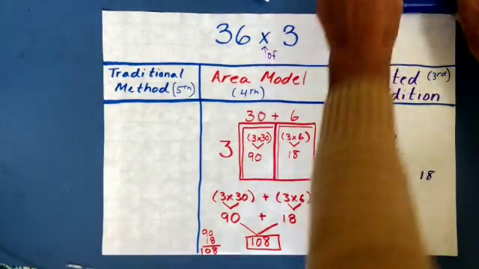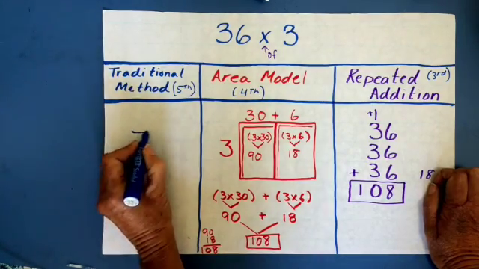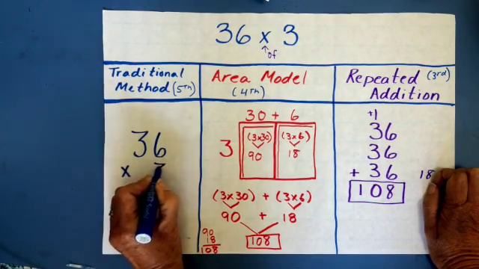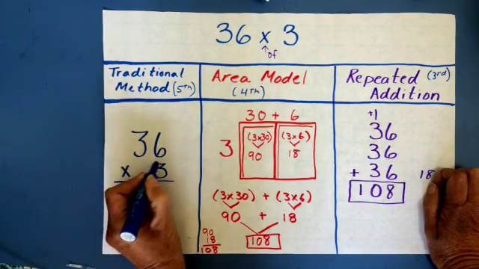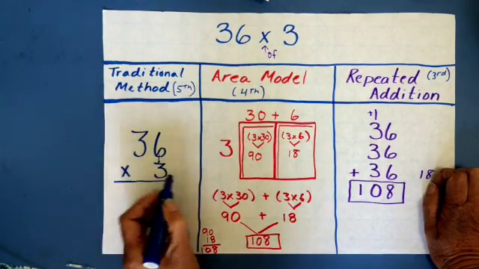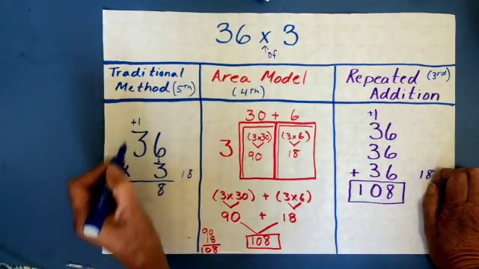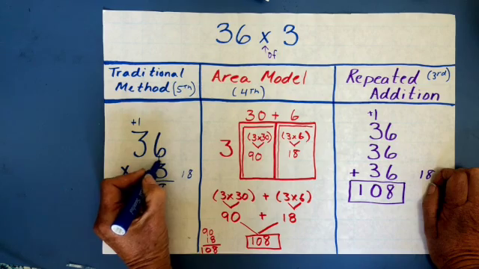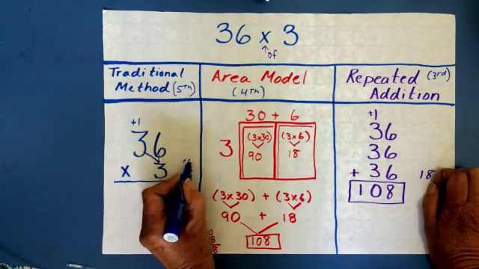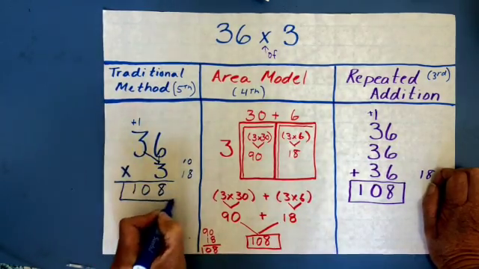Last, traditional. So I write 36 times 3. I put a dot, and then I go to the ones place first. So 3 times 6 is 18. The ones place goes down, the tens place goes up. Now I go to the next column. 3 times 3 is 9, plus 1 more is 10. There's no hundreds place here, so I'm just going to drop it, and I get the same answer.